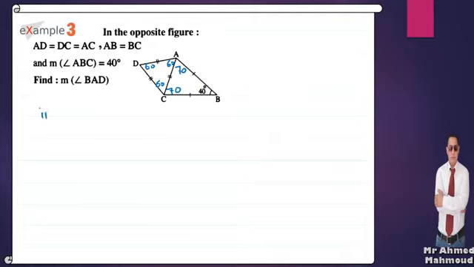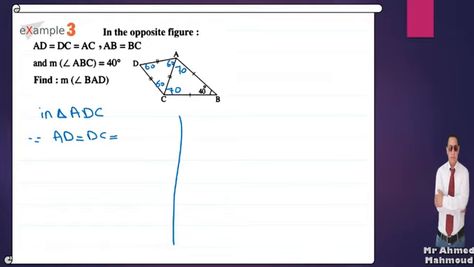In triangle ADC, since AD equals DC equals AC, or you can say that the triangle is an equilateral triangle. Okay, therefore each angle equals 60 degrees.